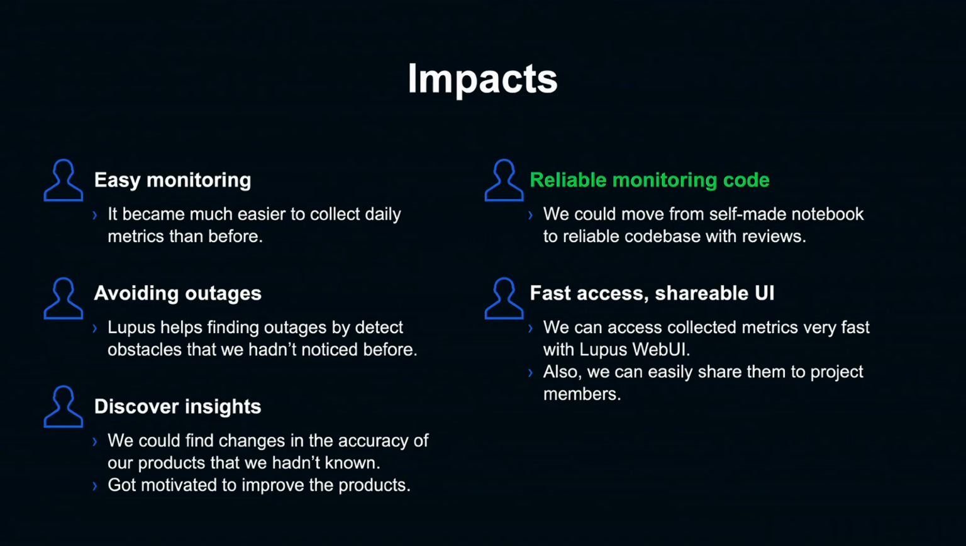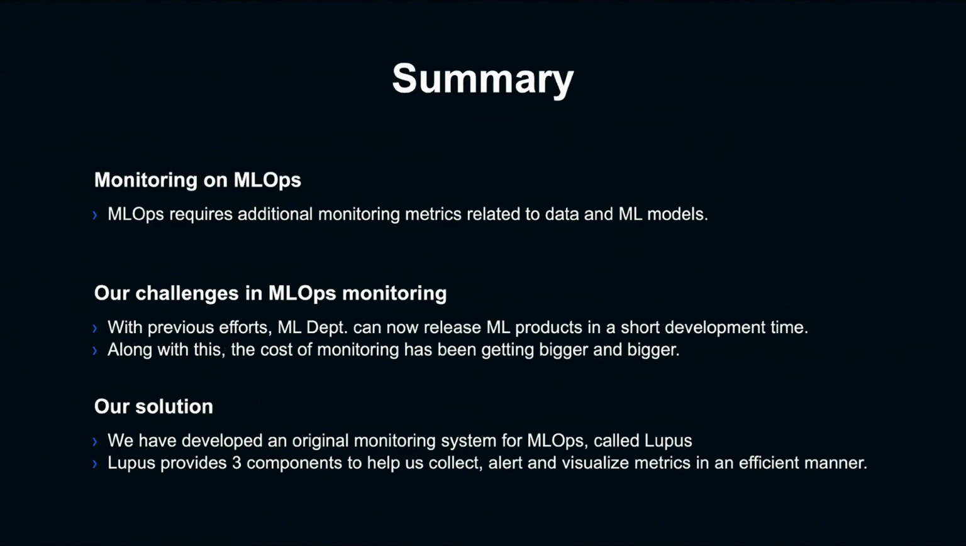The monthly notebook, which was not reviewed, is now replaced by the Lupus batch job, which will increase the reliability by including code reviews. In addition, by using Lupus to collect metrics on a daily basis instead of taking a long time to do ad hoc aggregation when needed, we are able to collect metrics with a fine frequency and see the latest information immediately. It has also made it easier to share the information with members through the Web UI.